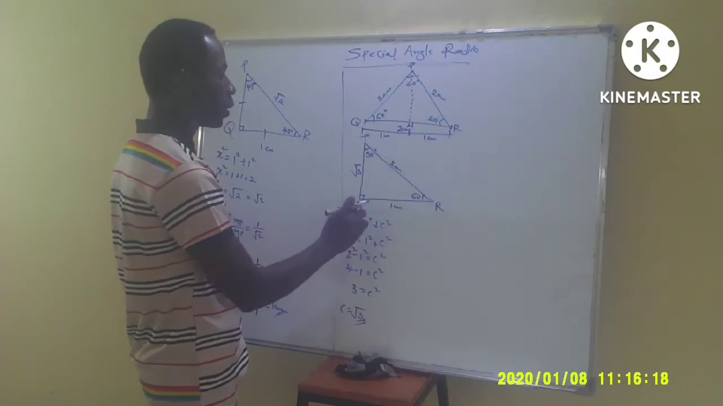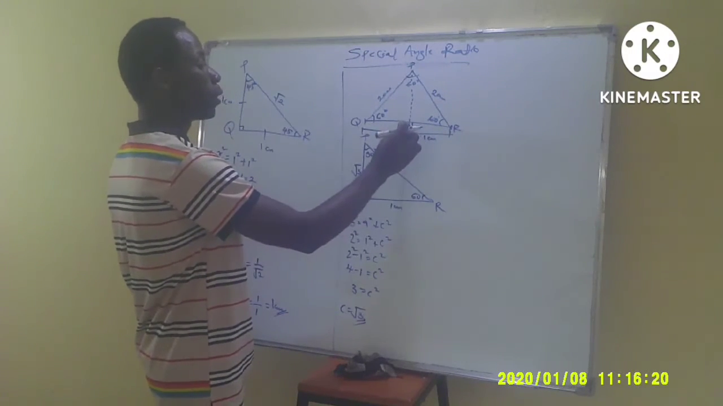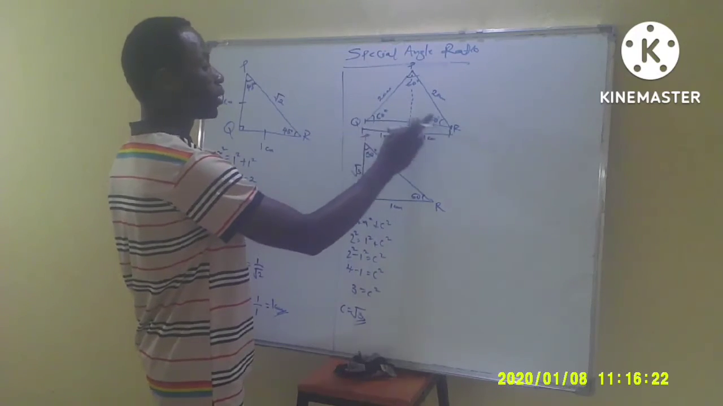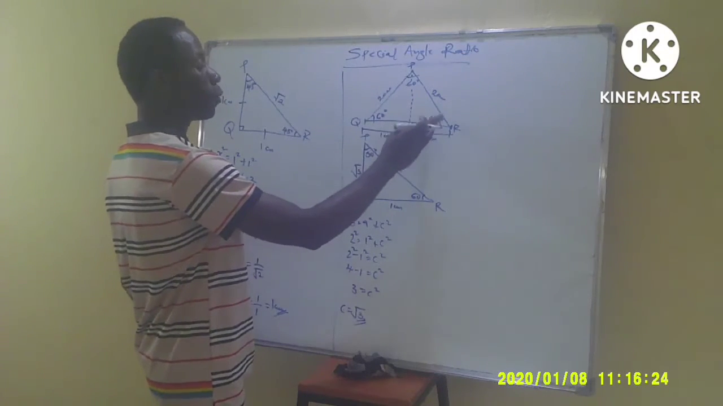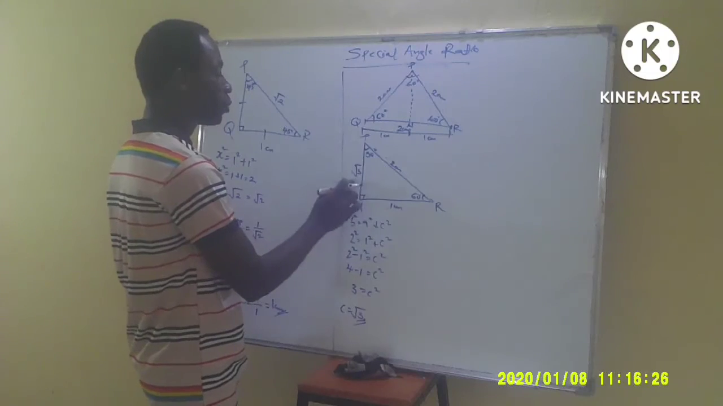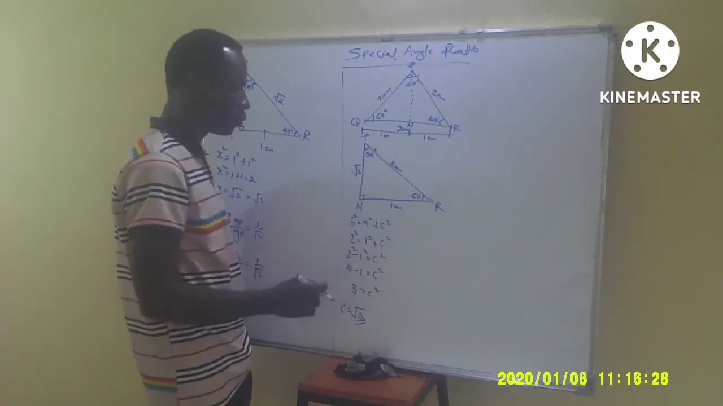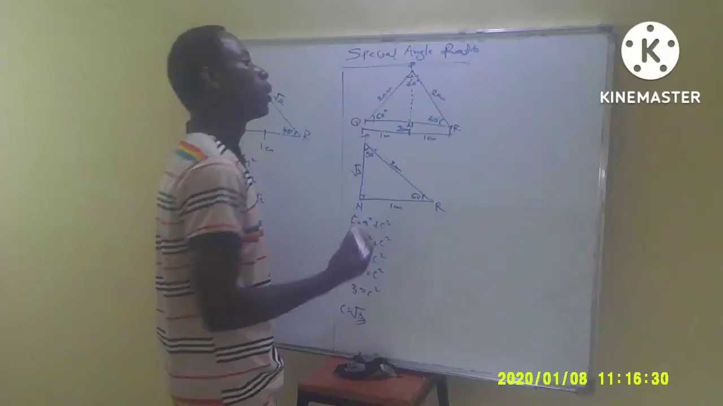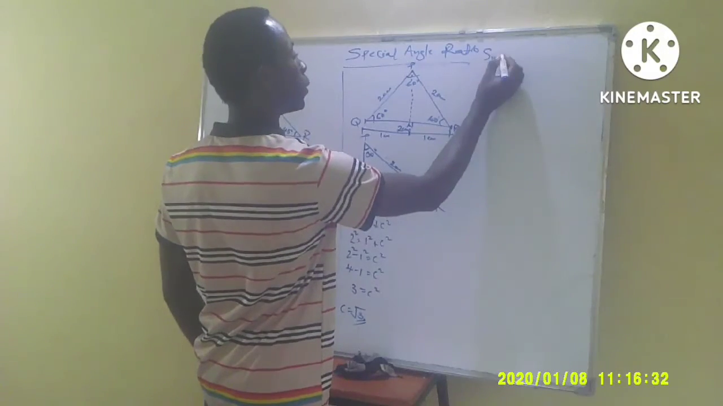From here to here is 2. From here to here is 1. Remember, we got the 1 between. We bisected this 2 centimeters, divided it into 2 equal halves, 1 centimeter, 1 centimeter. So at this root 3, we used Pythagoras theorem to get this root 3. Where are we going? So now we want to talk about sine 30.